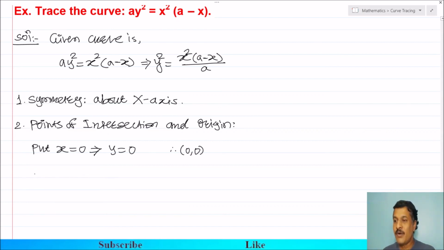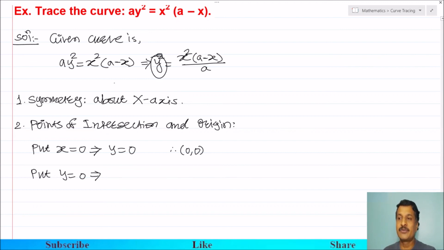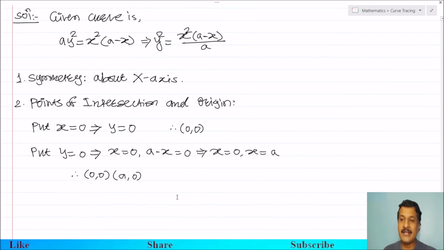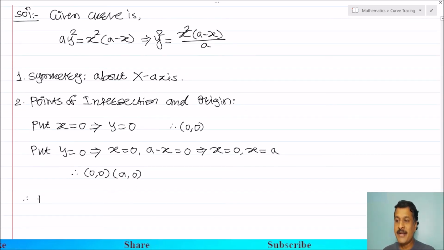Second, put y equal to 0. What does this imply? If we put y equal to 0, I am getting x square into a minus x is equal to 0. And therefore, x equal to 0 and a minus x equal to 0. This implies x equal to 0 and x equal to a. And it gives us 2 points: one is (0, 0) and the second is (a, 0). So the points are, one is the origin and the second is (a, 0).